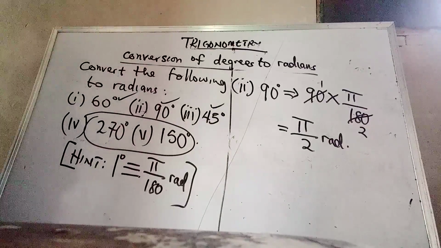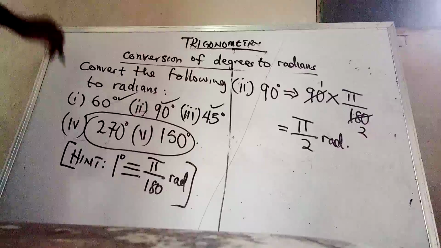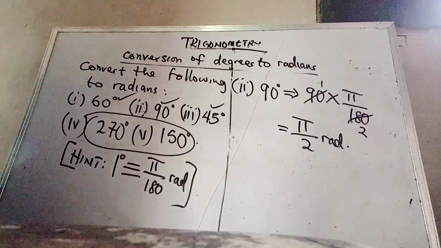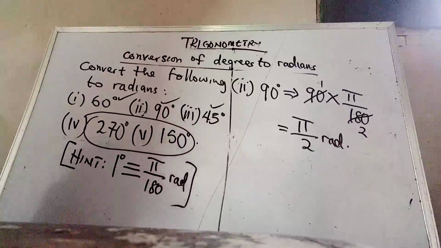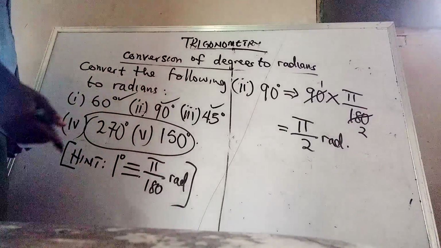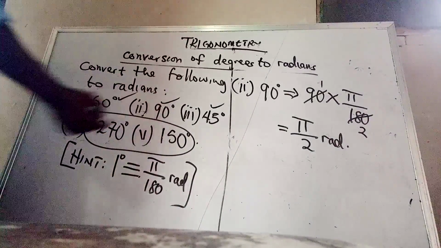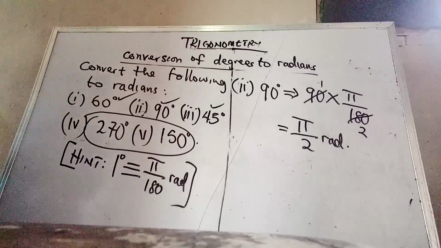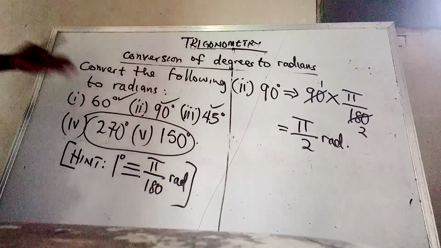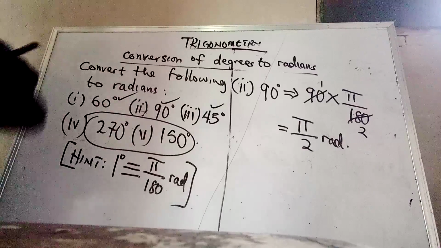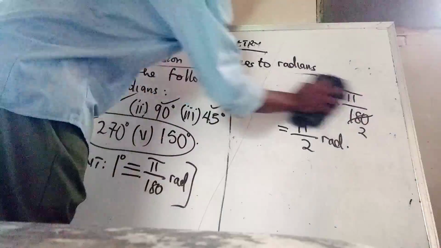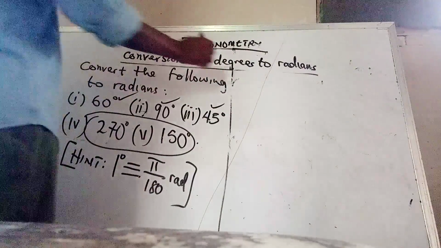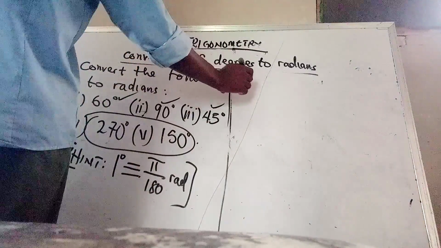Okay, 270 will give you what? So I'm going to pause the video for you to try this too. Okay, let's see whether you are right or wrong. 270 to radian. 270 degree to radian.